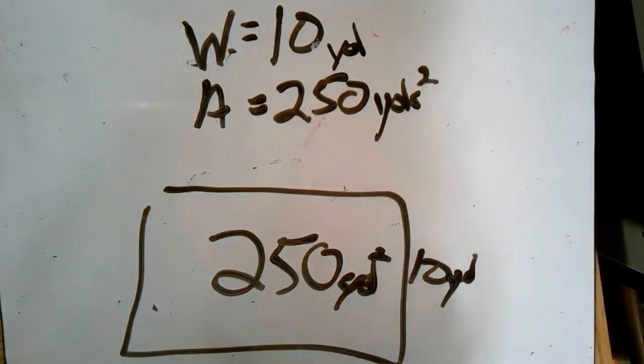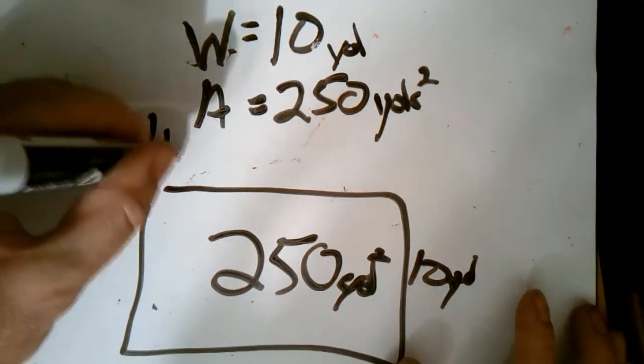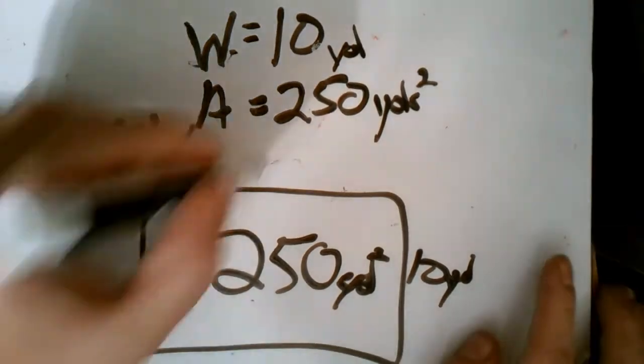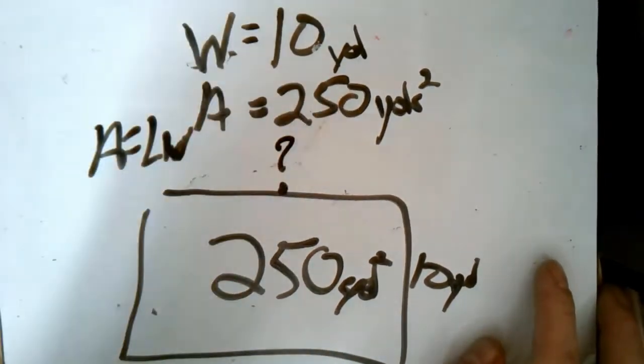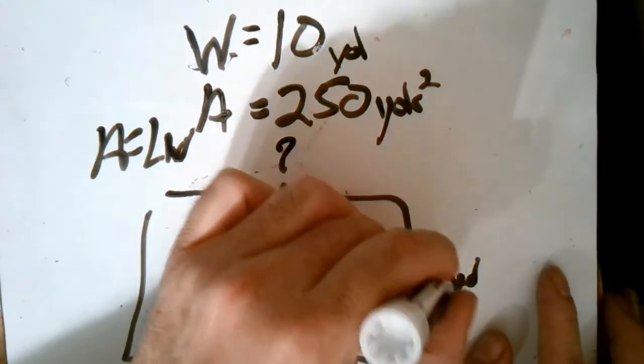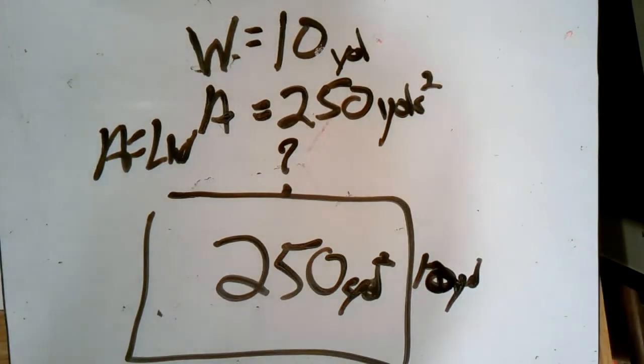It is length times width. It gives me area. Area equals LW, length times width. So my width is this. What is my length going to be? Well, what times 10 gives me 250? What can I multiply times 10? Well, let's just say I don't know it offhand. Some of you are shouting it out right now.